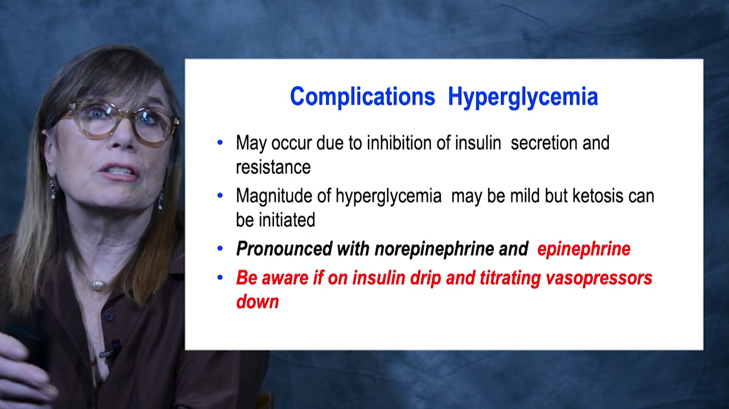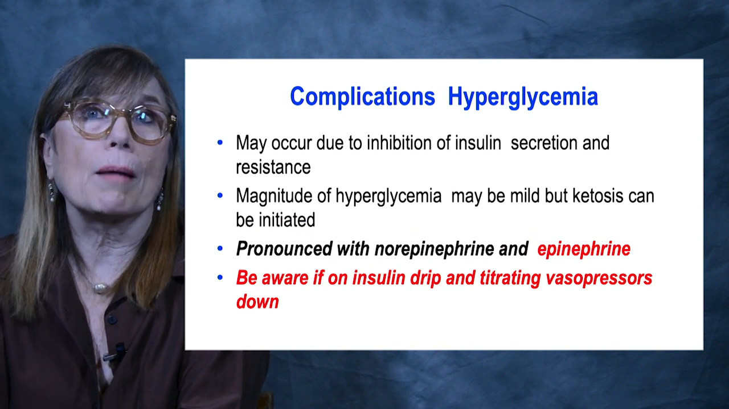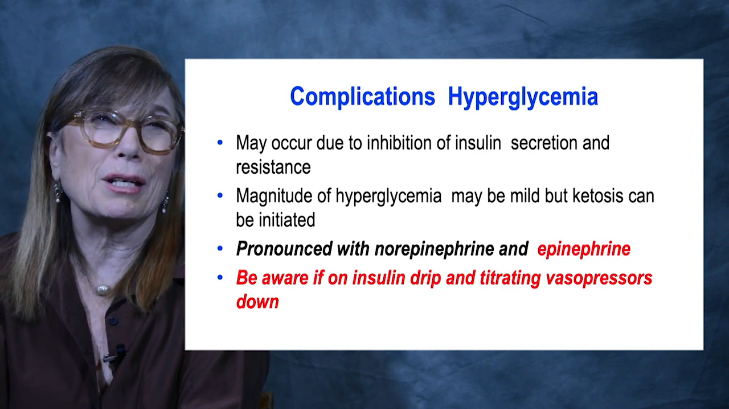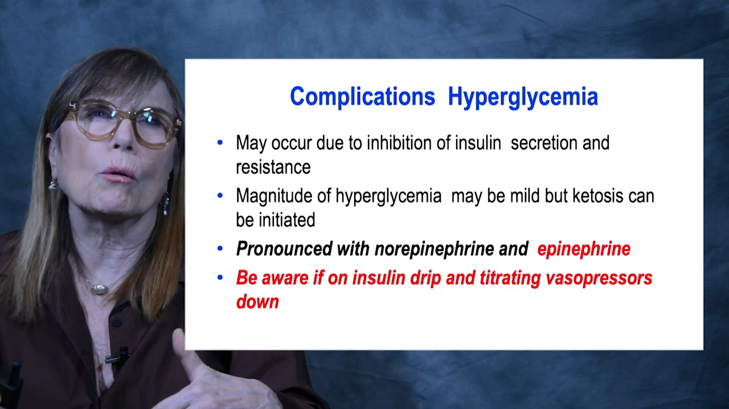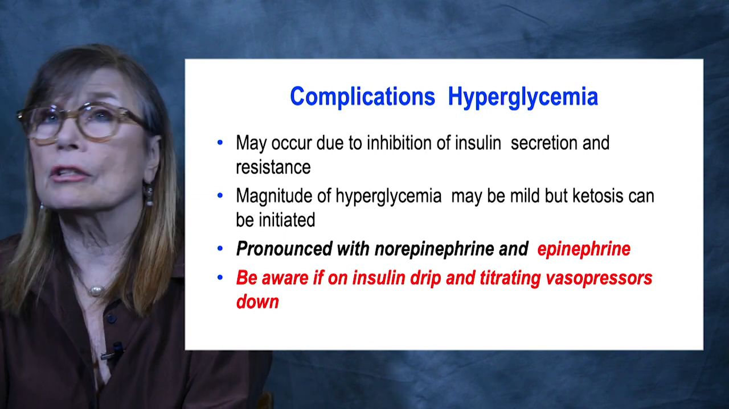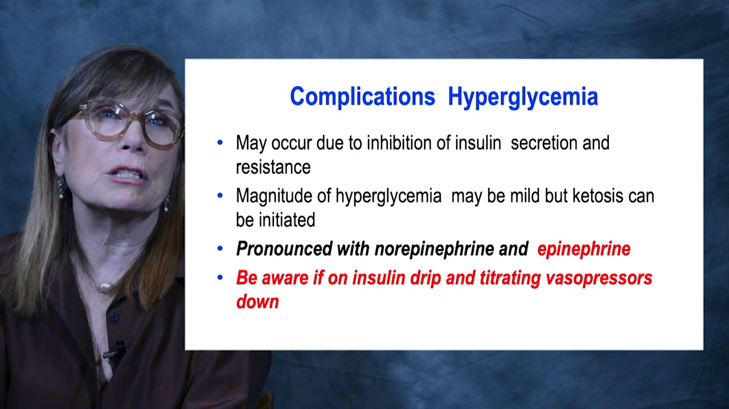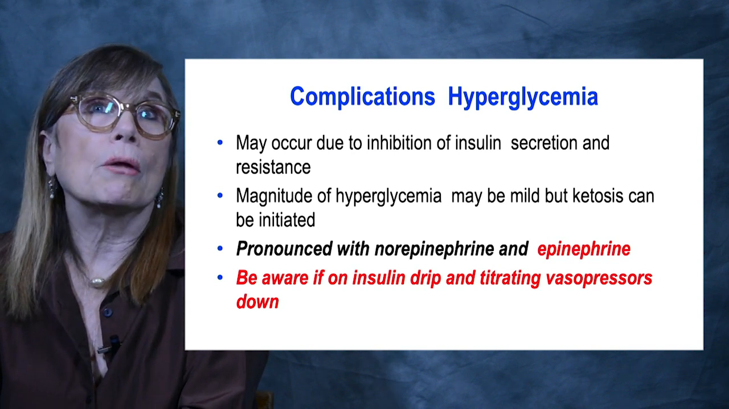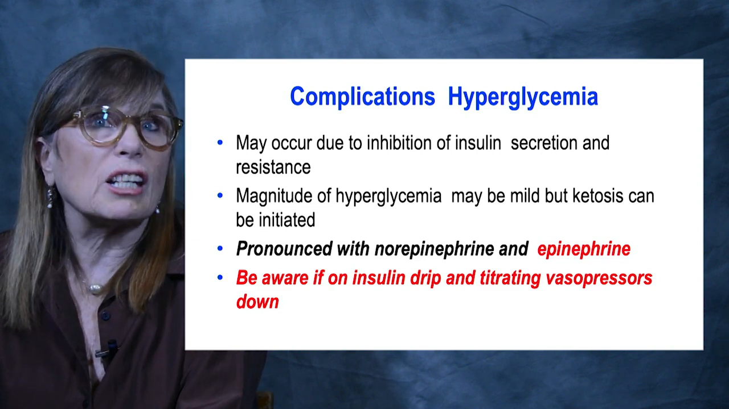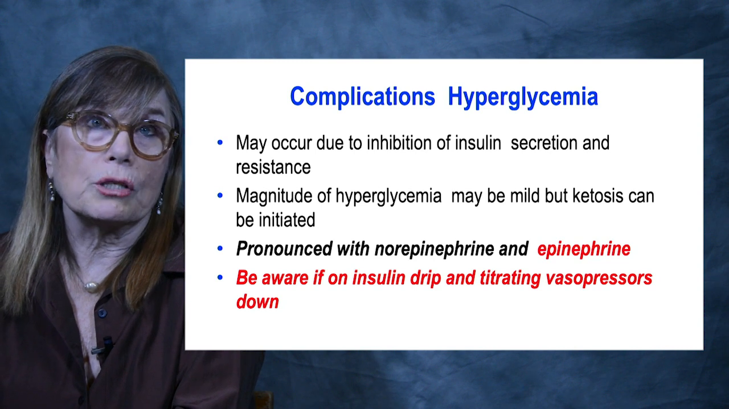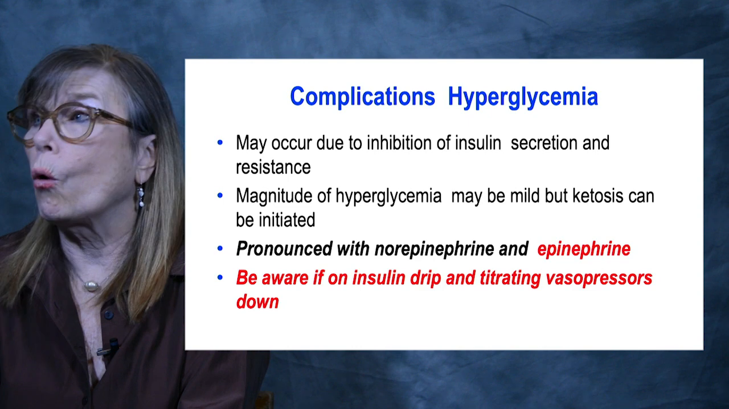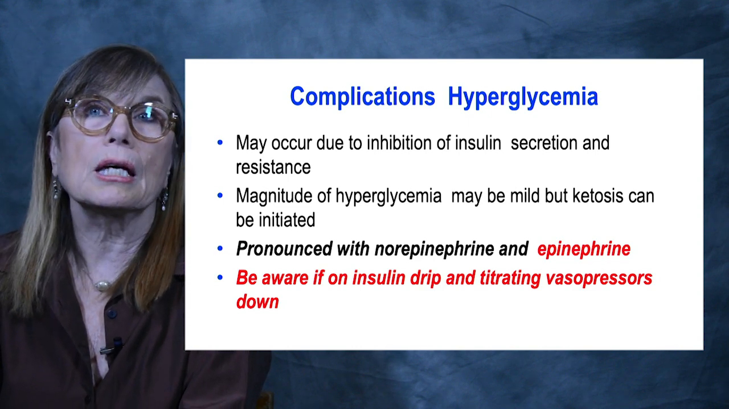The other complication, as I've addressed already, is severe hyperglycemia. Catecholamines, particularly epinephrine, but also neosynephrine, and at a much lower level, other catecholamines, cause an inhibition of insulin secretion and promote insulin resistance at the cellular level. So the patient may become mildly hyperglycemic, but with a significant ketosis that can occur. This is called epinephrine-induced ketosis or norepinephrine-induced ketosis.